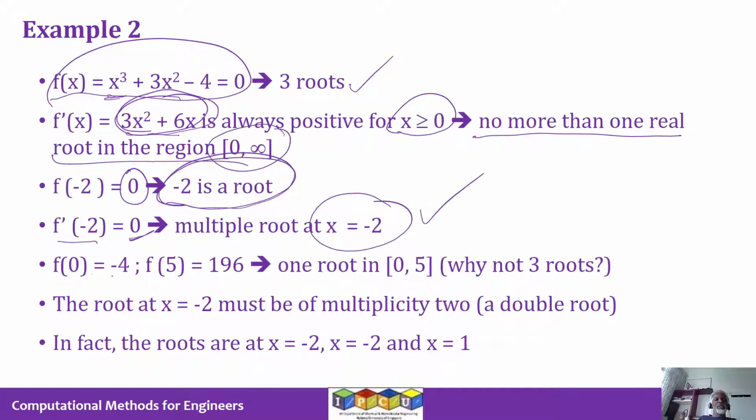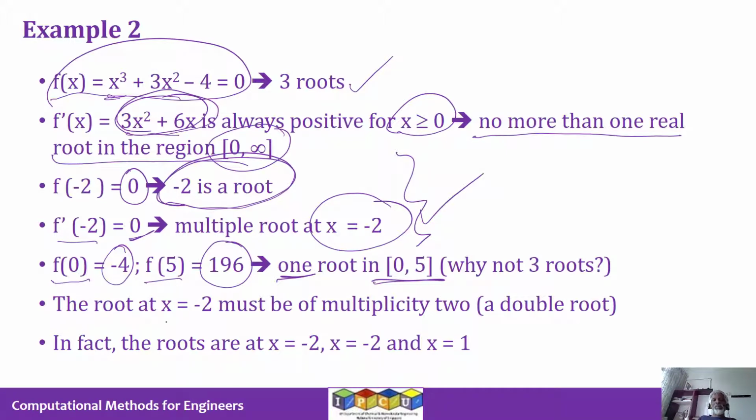F of 0, I tried to find the value of the function at x is equal to 0 and x is equal to 5. So f of 0 turned out to be minus 4 and f of 5 turned out to be 196. So we know there is one root in between 0 and 5. It cannot be 3 roots simply because we know there are 2 roots at x is equal to minus 2. So it has to be only one root.